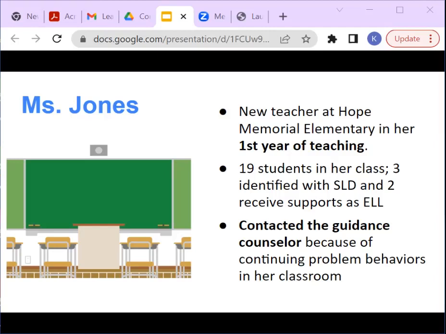She had a class of 19 students, 5 of which had some identified learning challenges, and they were pretty diverse in background and ethnicity. She had contacted the guidance counselor because she was continuing to have some behavior problems in her classroom that she was not able to address on her own. She had a nice relationship with the guidance counselor and felt comfortable contacting her for support.